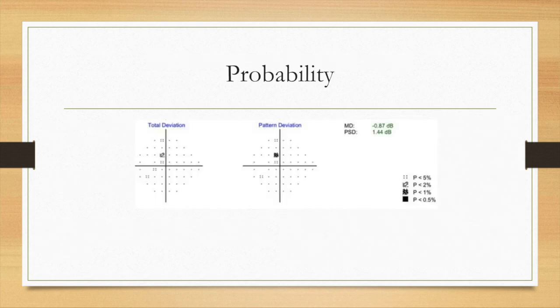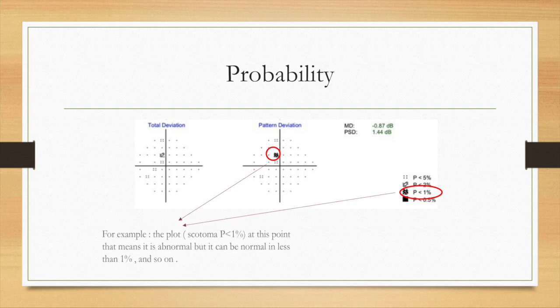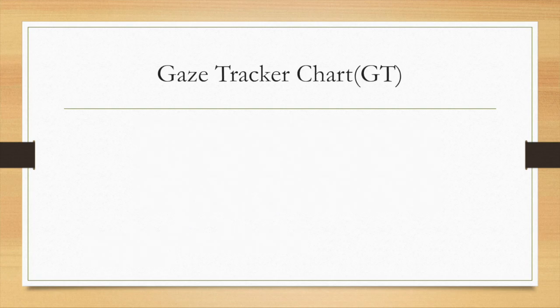For example, here we can see the probability, the p-value at this location is less than 1%. What does that mean? That means at this point, it's abnormal, but it can be normal in less than 1%. So the chance for this location to be normal is less than 1%, and so on for the other defects.